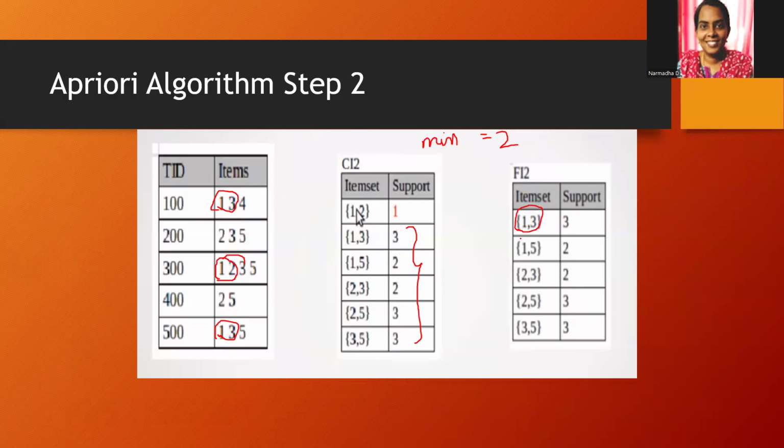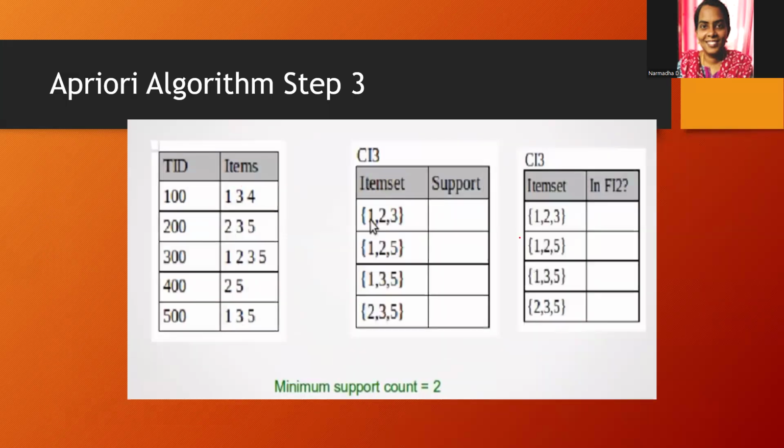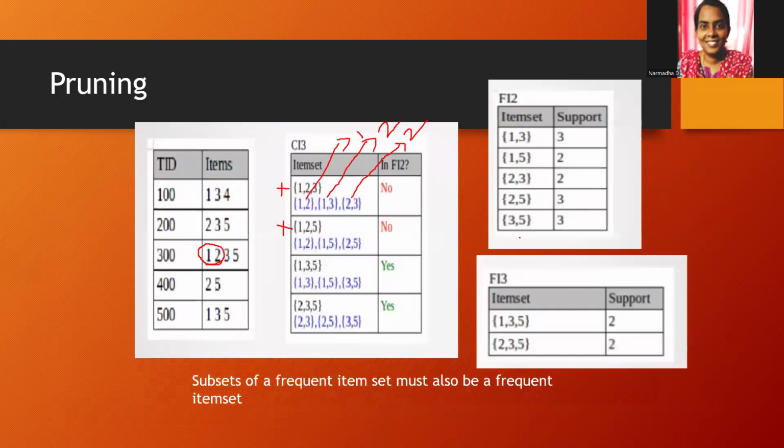So if you consider 1, 5, what are all the subsets of 1, 5? We see that 1 and 5, both individually, and 1, 3 must be frequent. So we can say that if an item set is frequent, then all its subsets are frequent. That's what we are going to check.